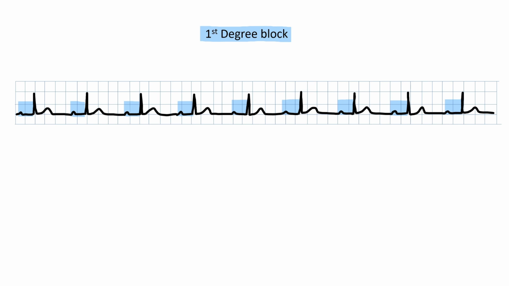Hello, I'm Rahul, a junior doctor in the UK, and today we'll be discussing AV blocks, the different types and the causes. Let's start off with first degree AV block, which is defined by an increased PR interval that's constant.